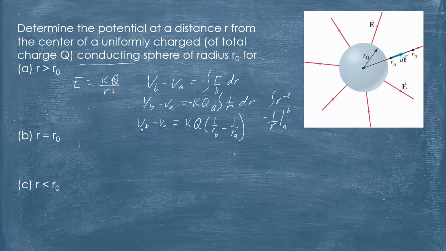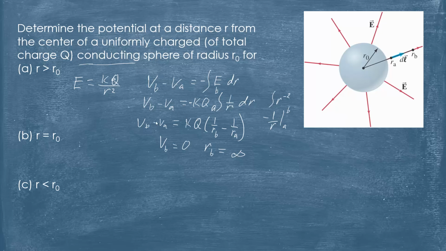And since V is U over Q, wherever U is 0, V is 0. So we can choose any of these locations to be 0 voltage as well. And what we typically do is we say, well, I'm going to set VB equal to 0 when RB is equal to infinity. So we're going to say 0 voltage is way out there.